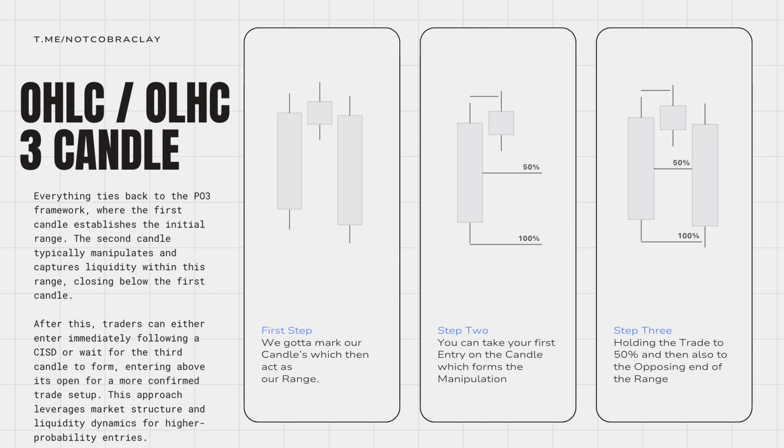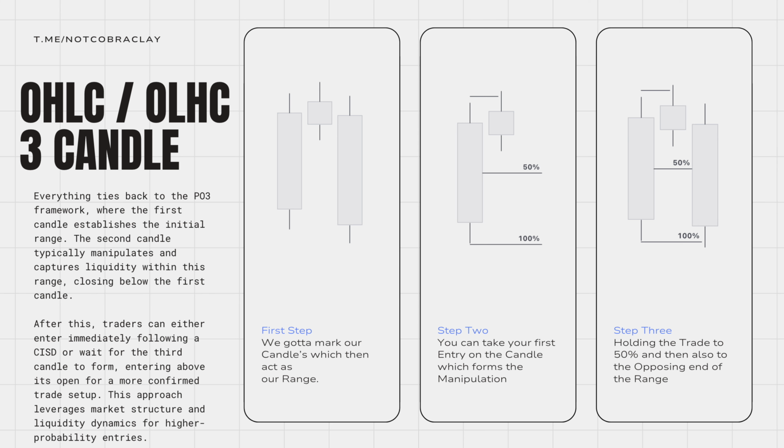The first step is we have to mark our candles. We mark our candle, which then acts as our range. Either Monday is a nice range. In this case, for the 10th of October, you can still mark Friday, which was the 4th or 5th of October. And then you wait for simple manipulation.